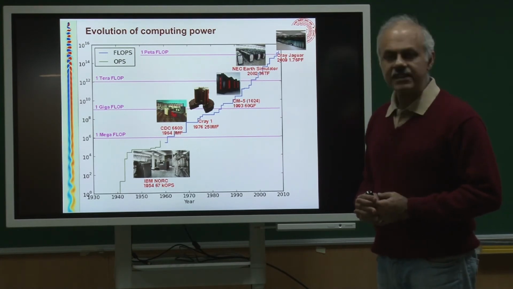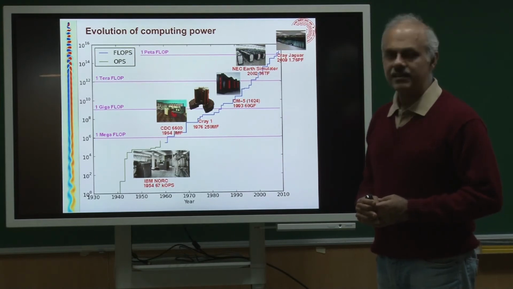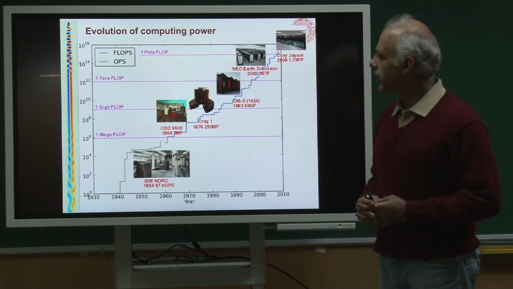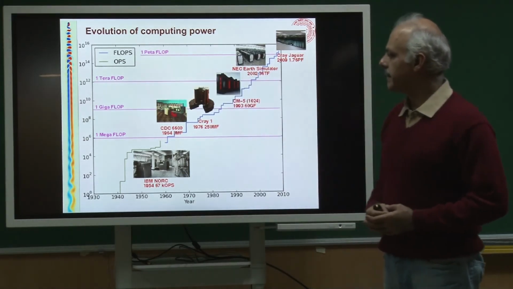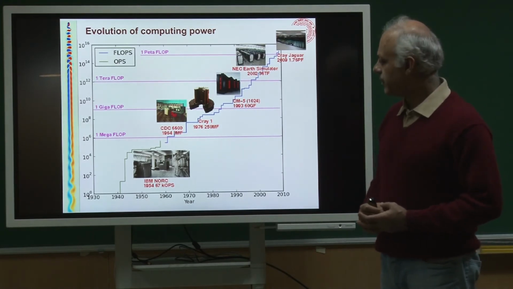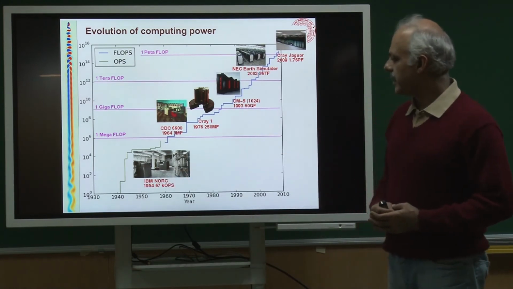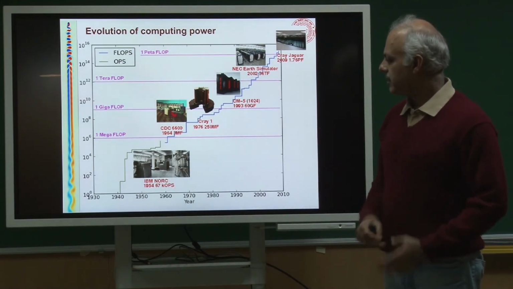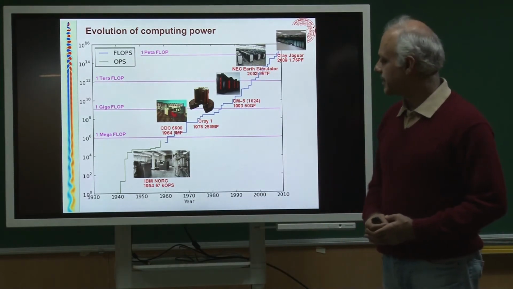So, one of the measures to look at the speed of a computer is the number of floating point operations per second. So, that is flops. Okay. So, the earliest computers that we are aware of, this is an IBM in 1954, which actually would give you 67 kilo operations per second.